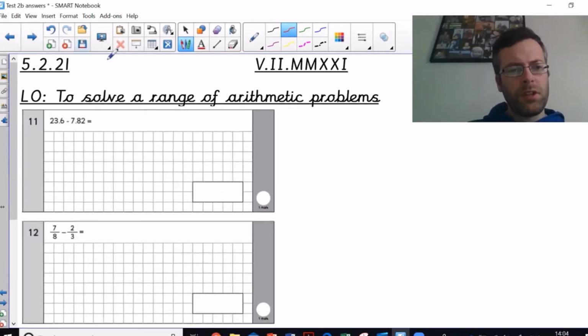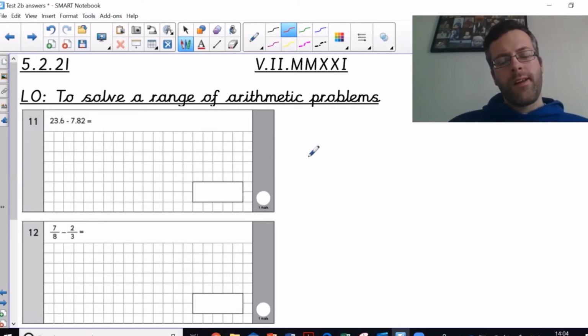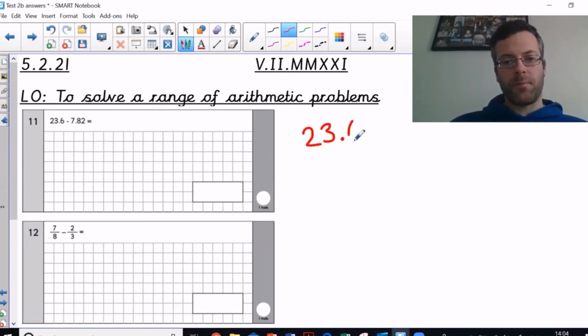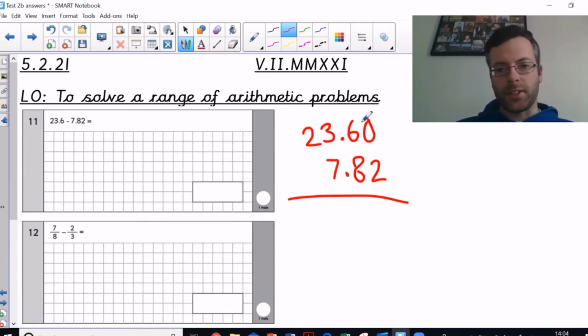Next one. 23.6 take away 7.82. You could count up, or you could do subtraction methods. I'll do subtraction methods for now. 7.82. So common mistake. People might have written 2 there because they think 0 take away is 2. It's not. I need to exchange. So I'm going to take one of those tenths and put it there. So 10 hundredths take away 2 hundredths is going to be 8 hundredths.